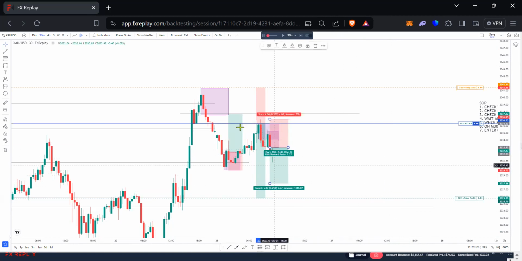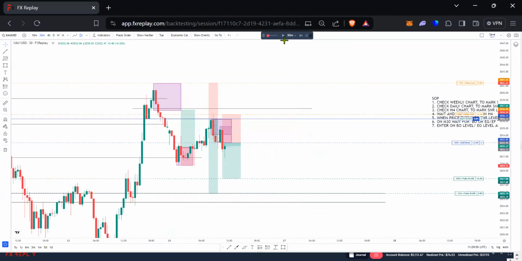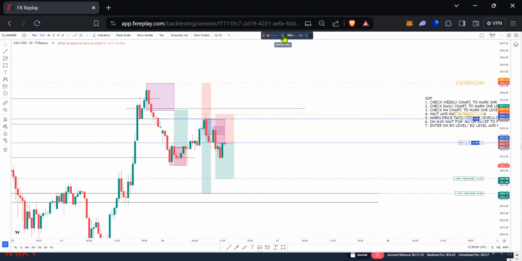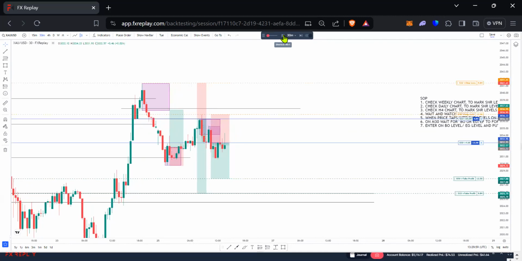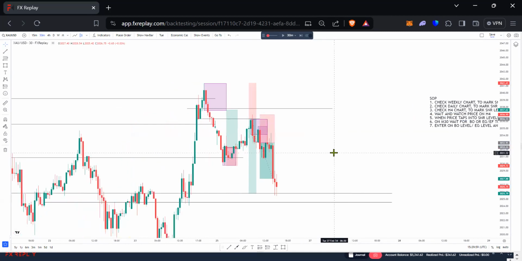All right, so now let's do this. Let's enter this trade again. Sell limits, right? Risk 1%. So let's see if it's going to tag us in. All right. Oh, it tagged us in, right? So let's see what happens from here. Okay. Oh, guys, are you serious?